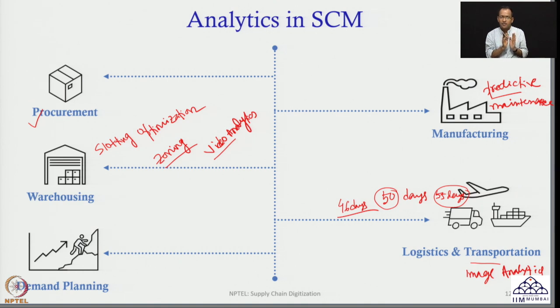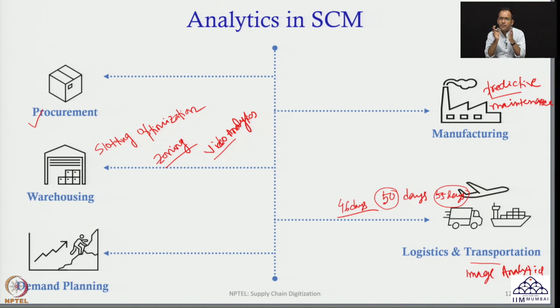FMCG industries are putting a lot of effort to make sure that they can estimate their demand properly. Not only FMCG, other industries also are spending equal amounts of money and preparing data scientists, creating data science teams to make sure that their planning is done properly. If they estimate the demand properly, half of the work is done. So a lot of effort is being given to demand planning and forecasting.